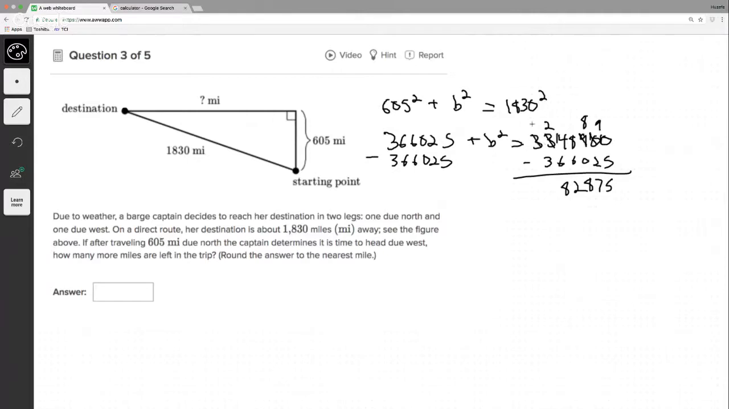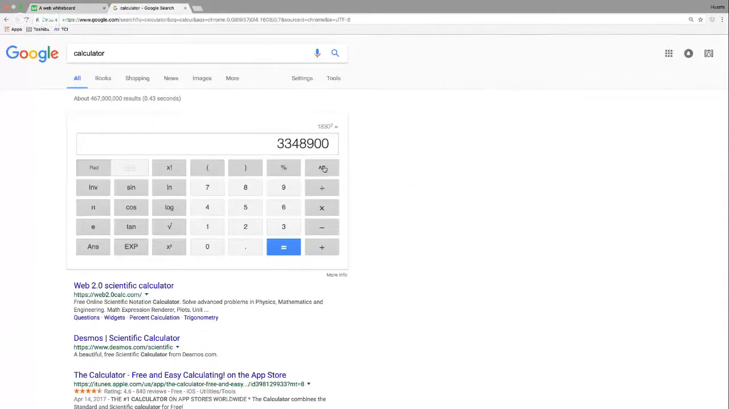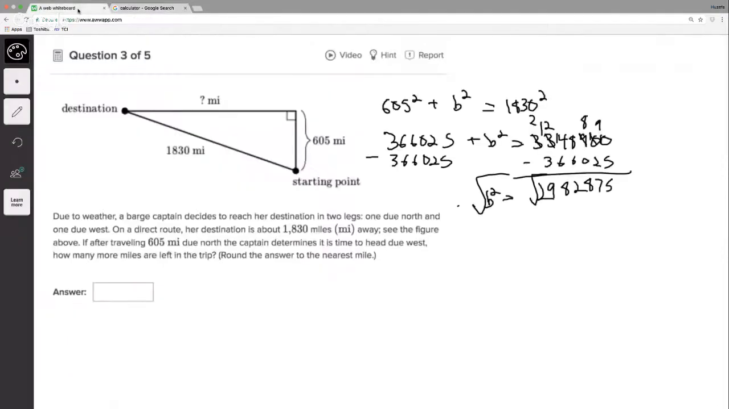So that gives 2982875. And we need to take now, finally, that equals b squared. And then we got to take the square root of both sides. So that's the square root of 2982875. Make sure I got those numbers right.